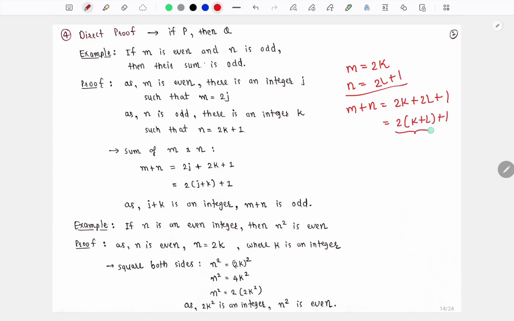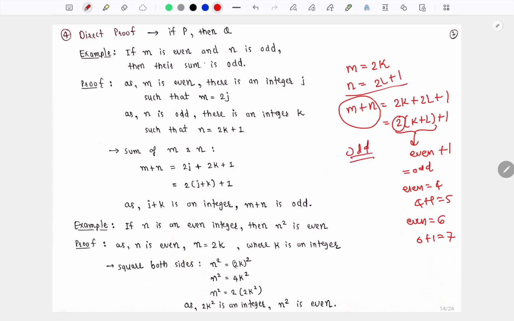If this is a multiple of 2, this is even. Even plus 1 means odd. It is obvious. If the even number is 4, 4 plus 1 is 5. If the even number is 6, 6 plus 1 is 7. So M plus N is odd. And this is what we needed to prove: that if M is even and N is odd, then their sum is odd. Here, if P, then Q.